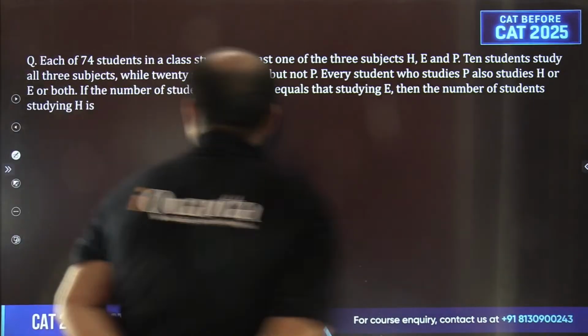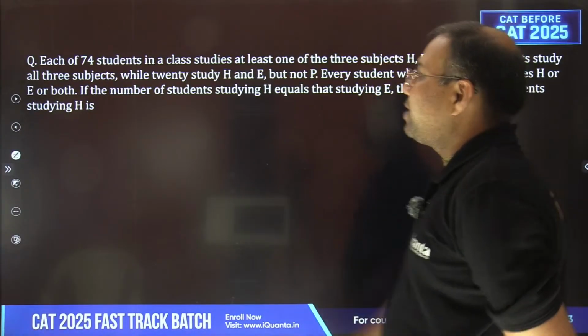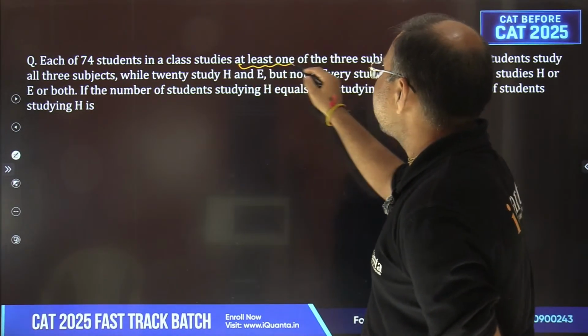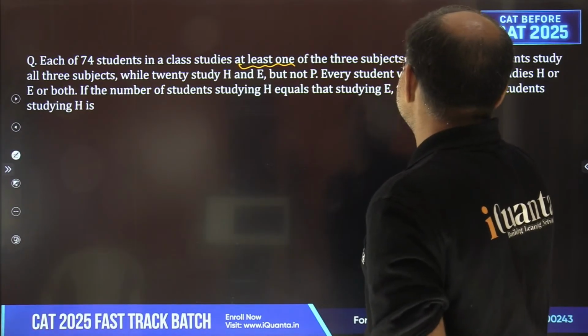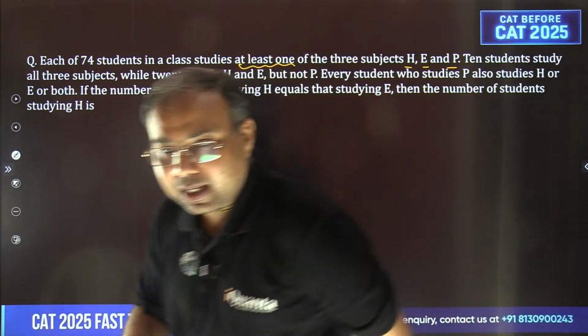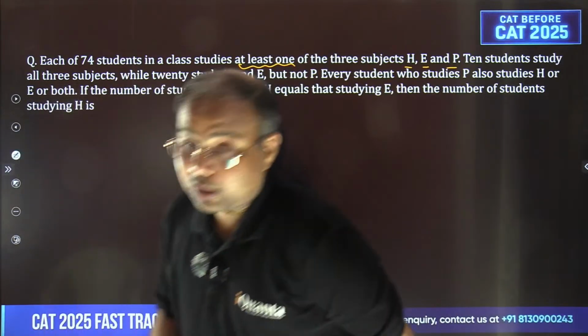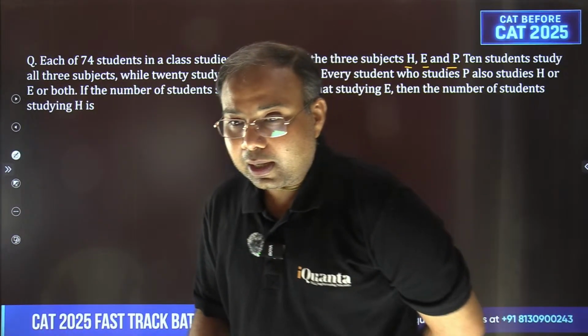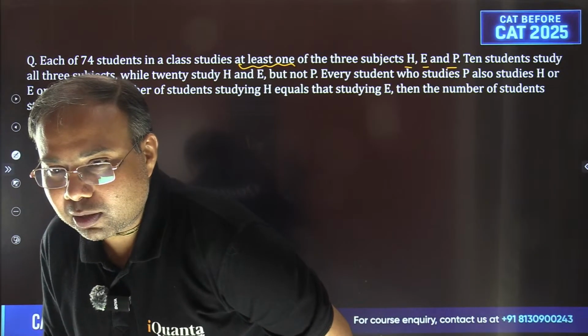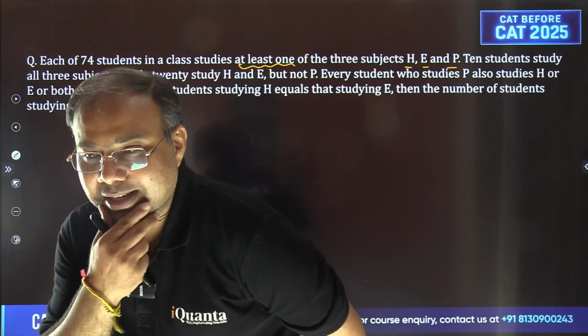Okay, see, it says each of the 74 students in a class studies at least one of the three subjects H, E, and P. So clearly it's a Venn diagram question. It's a three-set Venn diagram. By the way, I have Siddhant also saying 52. So two students are saying 52, and another different answer, 37, Tejaswini. Ayushman has also come to 52, but Tejaswini is saying 37 now.